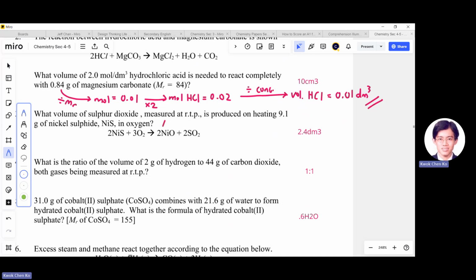Question 3, even though it's not written out explicitly, you have to assume that your nickel sulfide is limiting.